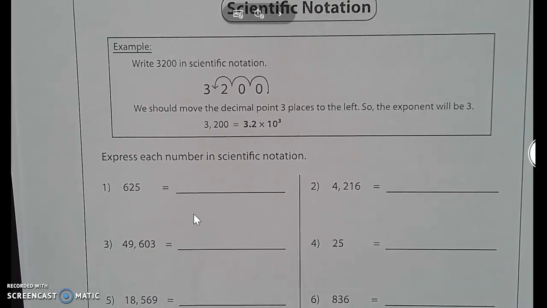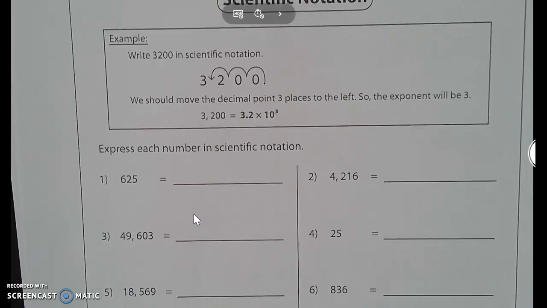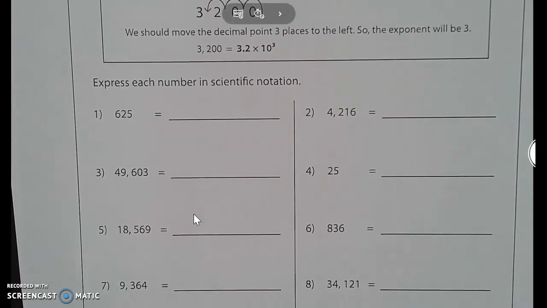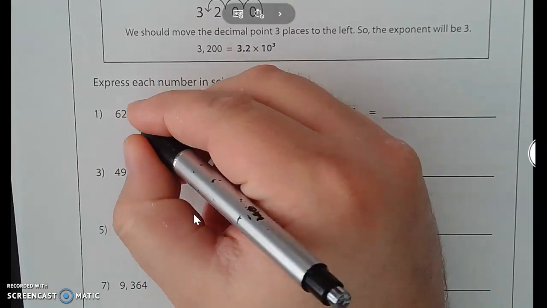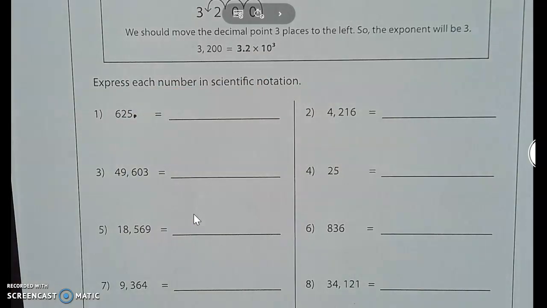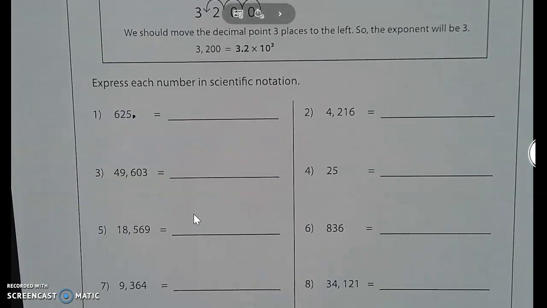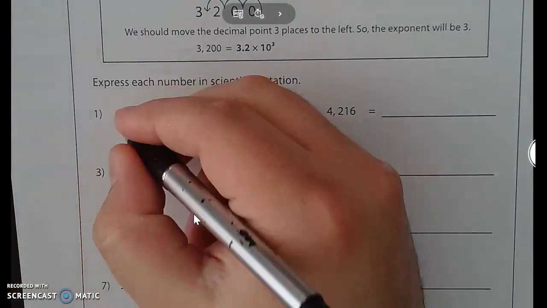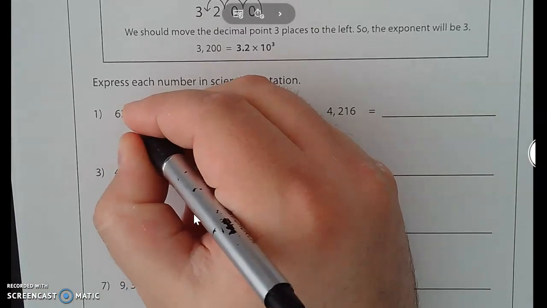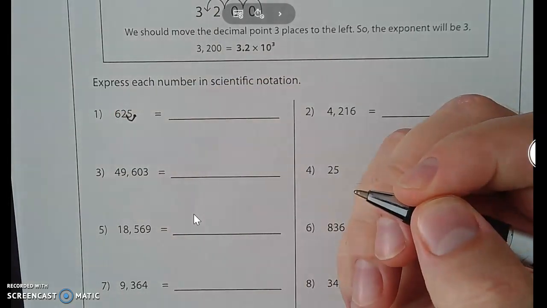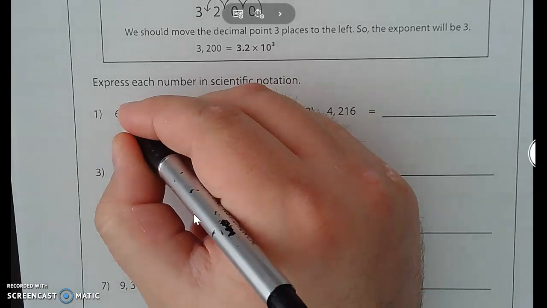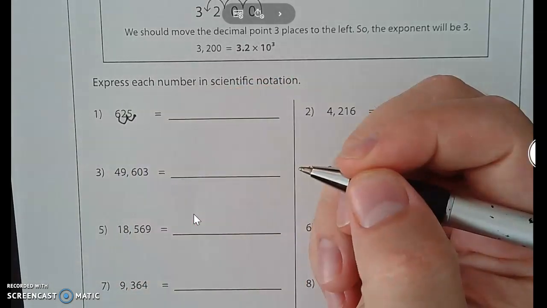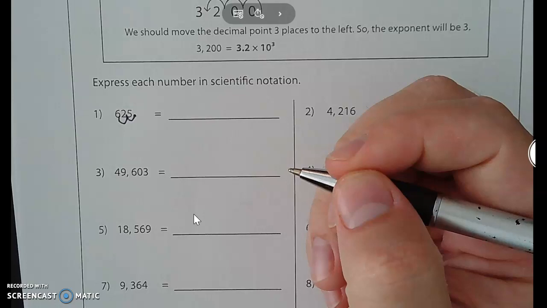So, let's look at these first problems. 625. There's no decimal here, so I place my decimal at the end. 625 is not between 1 and 10, right? So let's move towards a spot where we can get it between 1 and 10. Is 62.5 between 1 and 10? No. Let's move it again. Is 6.25 between 1 and 10? Yes.